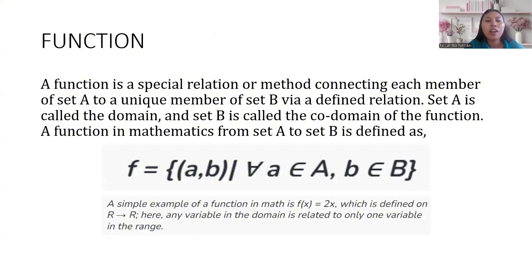Okay, the next topic is function. Now, a function is a special relation or method connecting each member of a set A to a unique member of a set B via a defined relation. Set A is called the domain and set B is called the codomain of the function. A function in mathematics from set A to set B is defined as function f is the set of ordered pairs (a, b) such that for all a in A and b is in B.